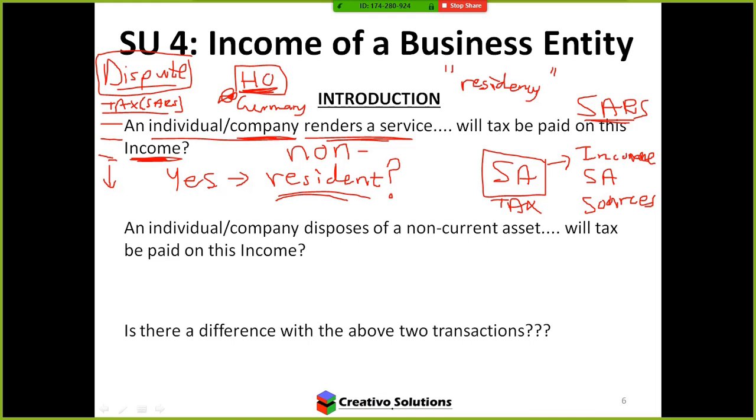Okay, next question. An individual company disposes of an asset. Will tax be paid on this income? What do you think?